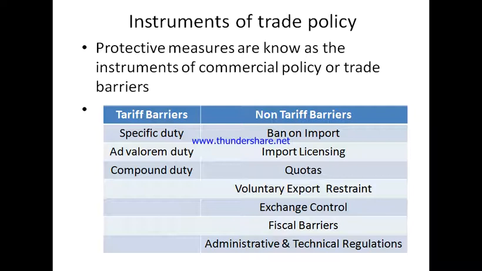Then quotas. In quotas, we have quantitative restrictions, meaning only a certain amount of goods you can import or export. In the quota system, it is used to protect the domestic producer, or you can say to save our country's foreign exchange resources, or to protect the interest of the domestic consumers also, specifically in our resources which are scarce.